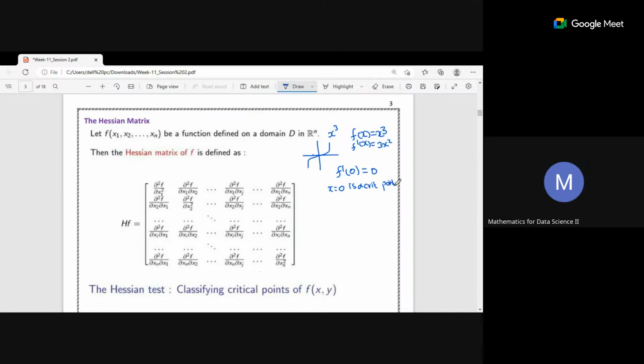But f has neither a maximum nor a minimum at 0, right? At 0 you see that on the left side the values are lesser and on the right side the values are higher. So you cannot say that it is either a local minimum or local maximum, right? So that is why this point is a saddle point in the case of one variable functions.